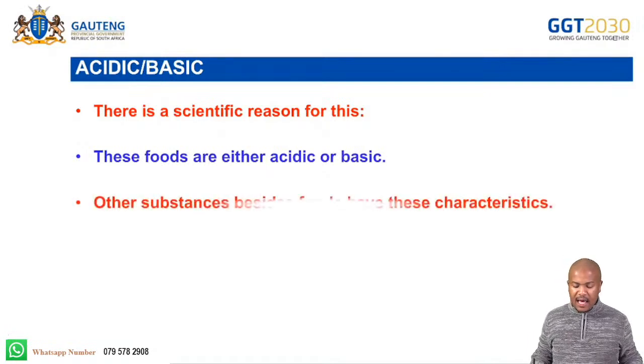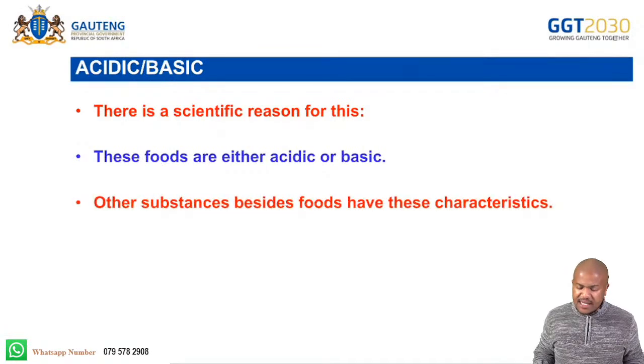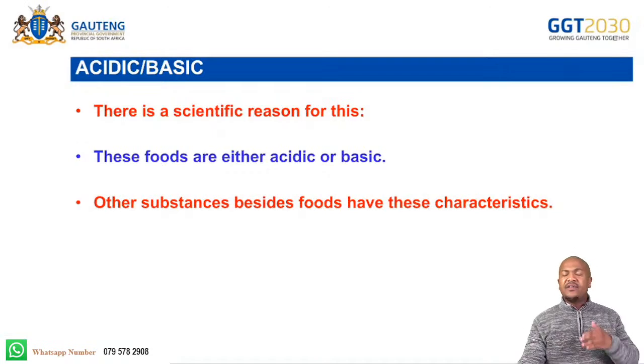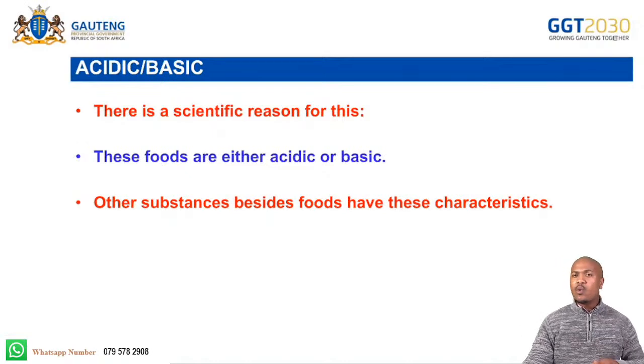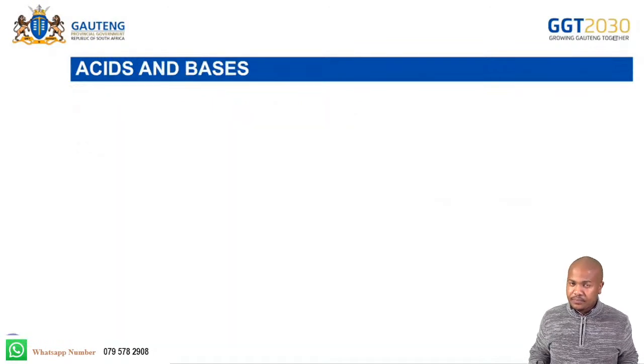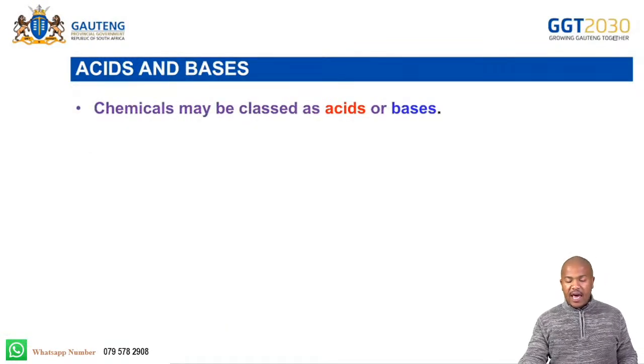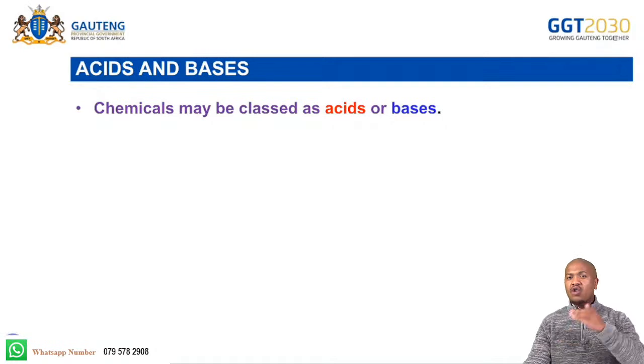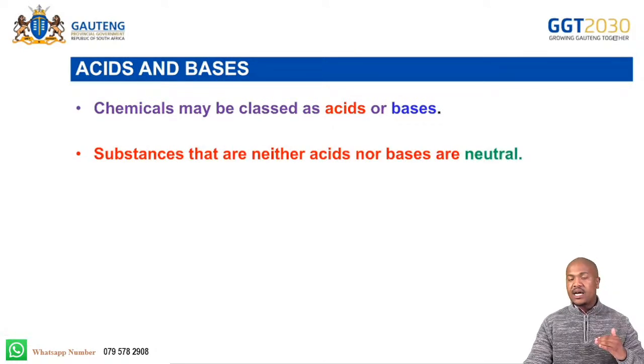Other substances besides food also have these characteristics. We mentioned household substances, such as our cleaning products and our soaps. They are either acidic or basic as well. As I've said, chemicals may be classified as acids and bases, and also as neutral substances.